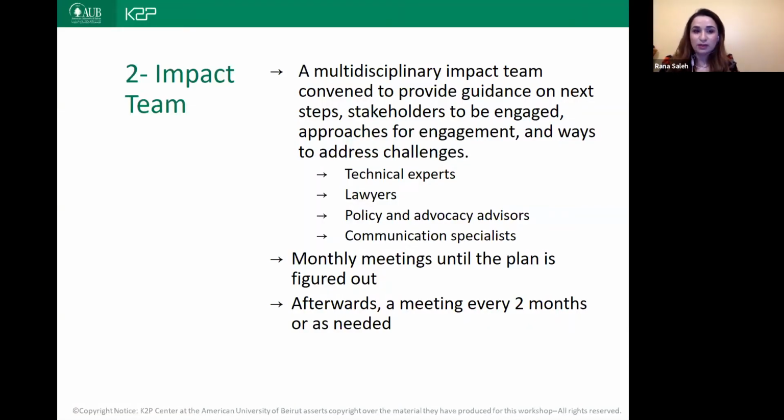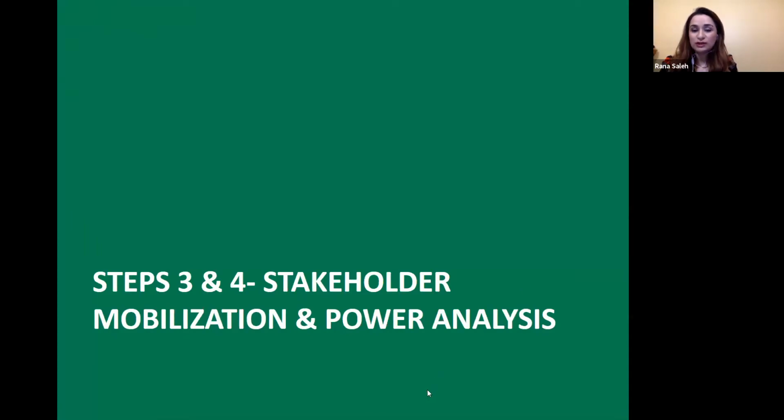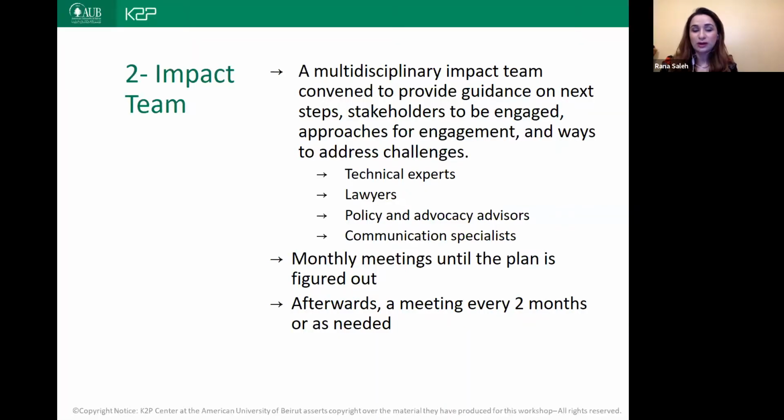Who is the impact team? The impact team is a multidisciplinary team convened to provide the guidance for you on the next steps. Who are the stakeholders you should be engaging? What engagement approaches? What is the content of your advocacy campaign? Who you should approach next? And so on and so forth. And this is not necessarily a coalition. It's more like a small team of probably having a lawyer inside, a content expert, and a communication specialist, only a few people, so that it would be manageable to have meetings always and discuss. Ideally, you should have monthly meetings in order to move together on the next steps.